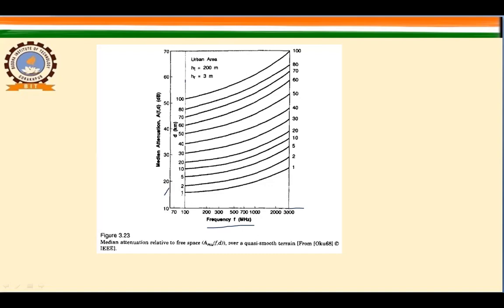When the distance is 1 kilometer, the frequencies start from 10, 70, 100, 200, 300, 500, 700, 1000, 2000, and 3000, so at 1 kilometer it goes up to 3000 megahertz. When the distance is 2 kilometers, the frequency range is 100 to 3000 megahertz. When we drop a slope on this line, we get the actual values of G of H of TE and G of H of RE.